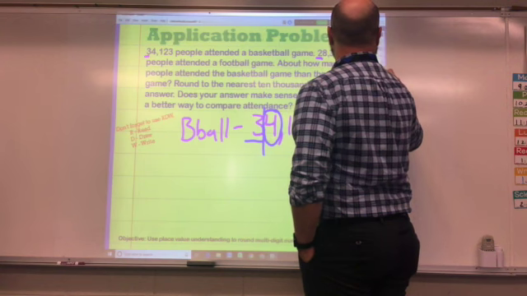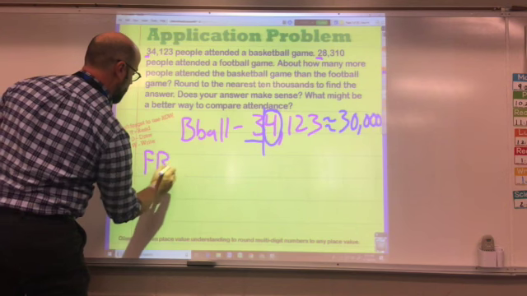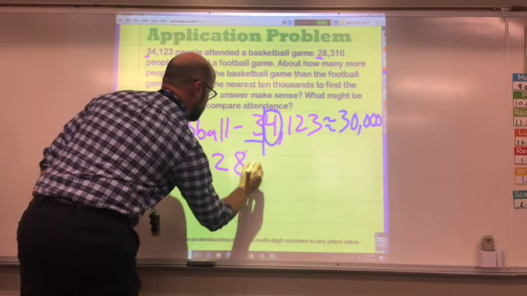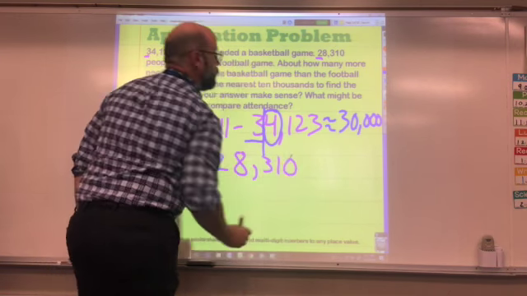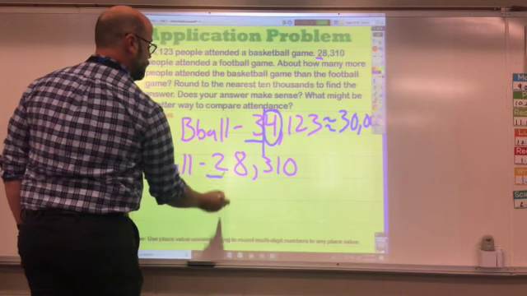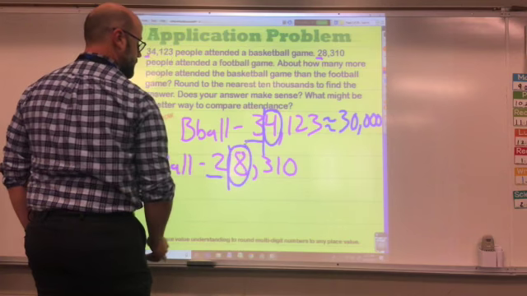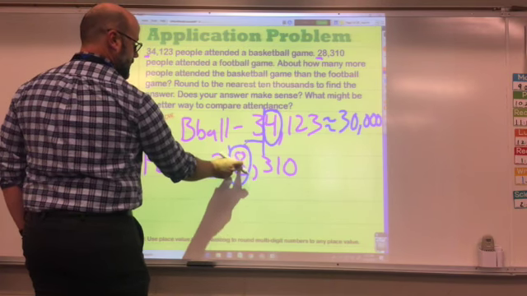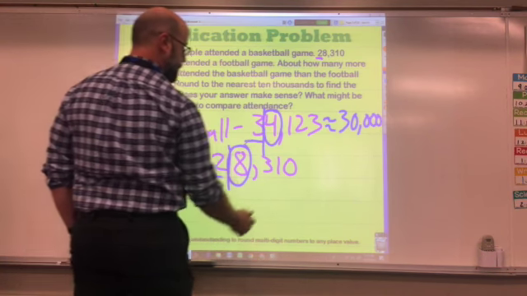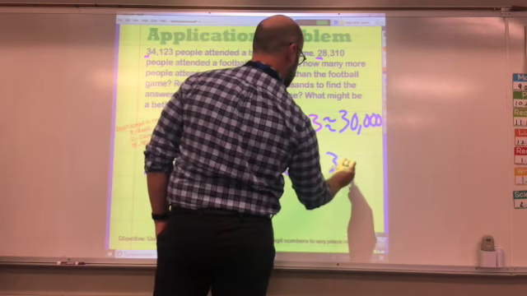For the football game, there are 28,310. What number is in the 10,000 spot? 2. So what number is next to it? 8. 5 or more raise the score, 4 or less let it rest. 8. That means that 2 will go up to 3. And that is going to be about 30,000.